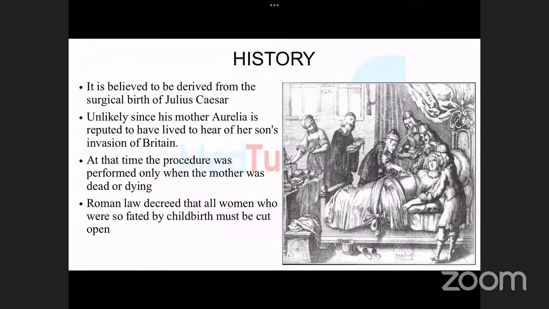The name is believed to be derived from the assumed surgical birth of Julius Caesar. Of course, this story is unlikely since his mother, Aurelia, is reputed to have lived to hear of her son's invasion of Britain. In the past, before the advent of anesthesia and antisepsis, every cesarean birth was associated with one of two outcomes. Either the baby lives, or both the birth mother and the baby are lost.